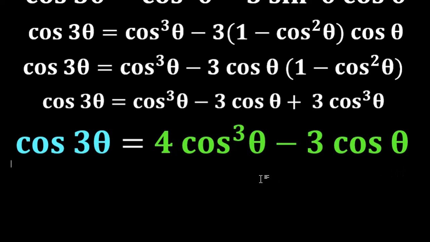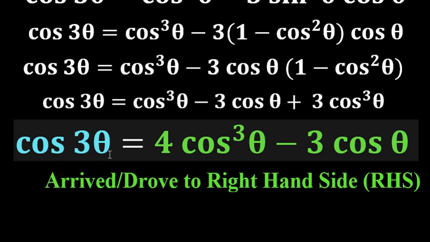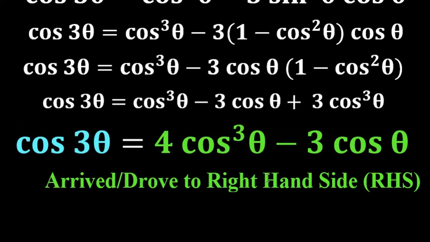cosine theta. So we have started with the left hand side, which is cosine 3 theta, and arrived at 4 cosine cubed theta minus 3 cosine theta, which is the right hand side. And that is the end of the proof.